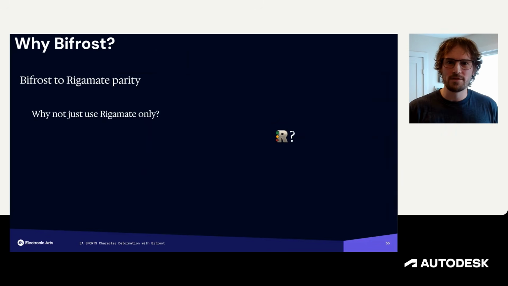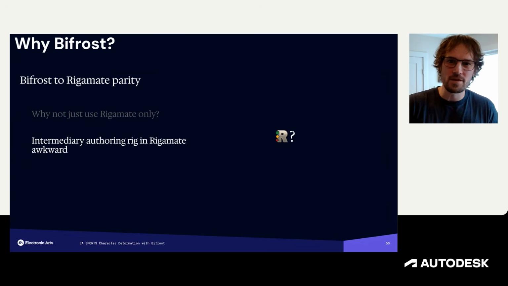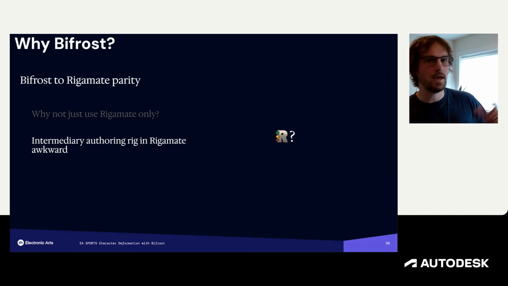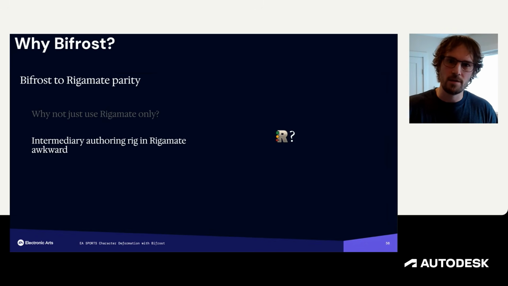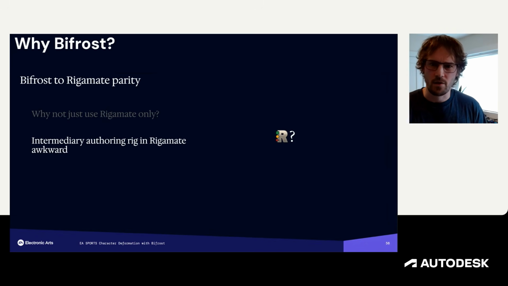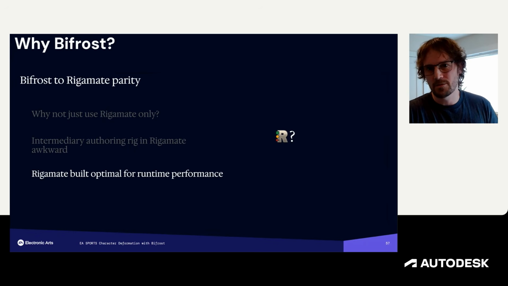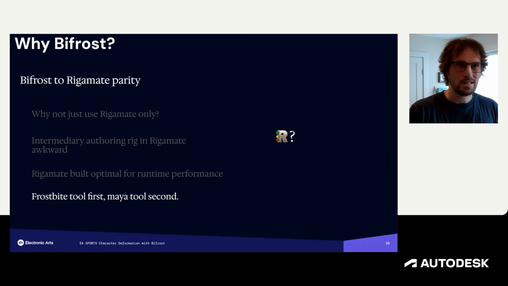So I have to say, well, why not use just Rigmate only? Rigmate's awesome. It really is. We do a lot of cool stuff with it. We still use it, but we were struggling to make an intermediate authoring rig. When you saw me moving those locators and seeing the adjusted rig results in real time, that was awkward to do in Rigmate. It was a challenge, essentially because Rigmate was built optimal for runtime performance. It's a Frostbite tool first and a Maya tool second. So it's amazing at what it does.